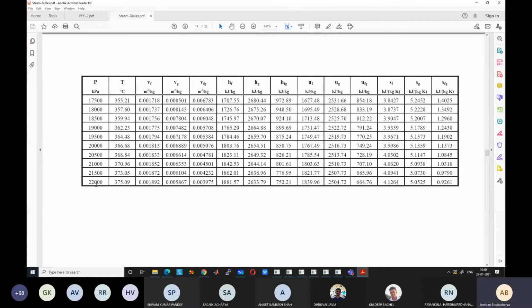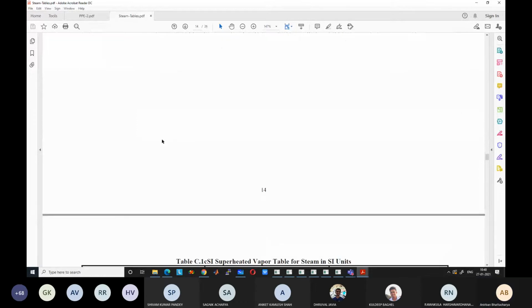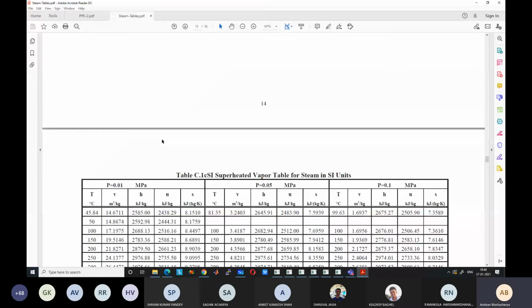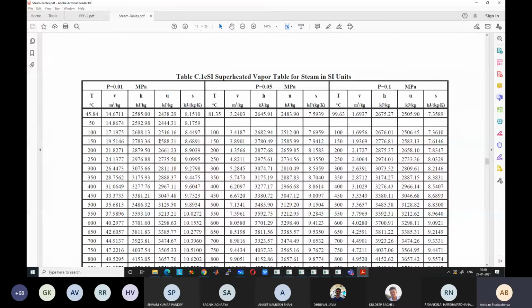Then there is another set of tables. Any question regarding the saturation tables? Oh, wrong one. No, sir.